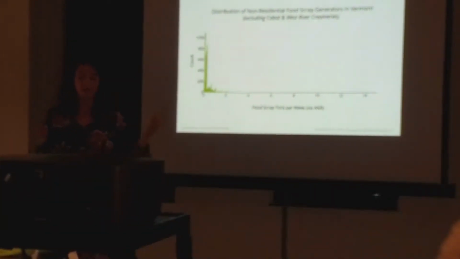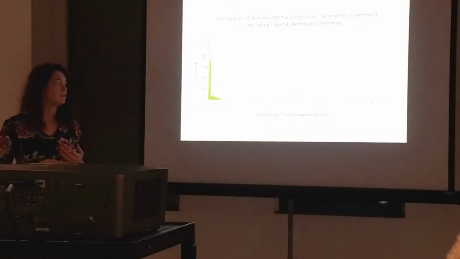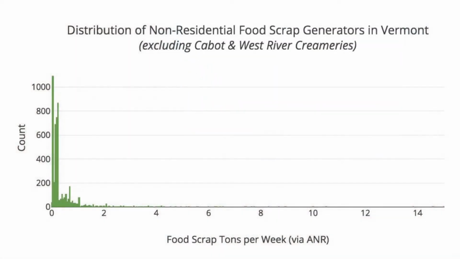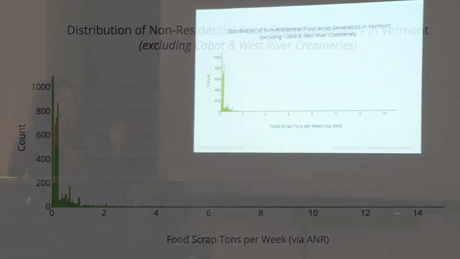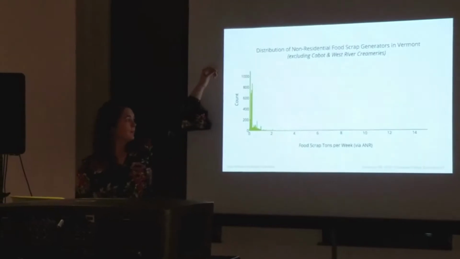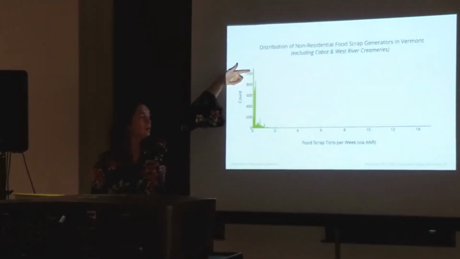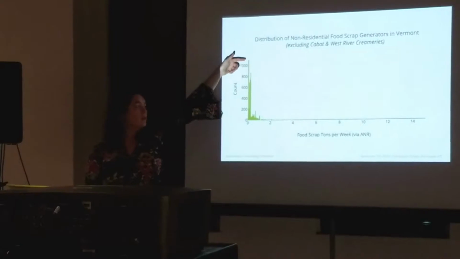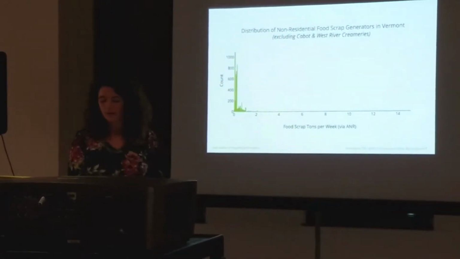And that allowed us to take those point samples and learn more about our data set broadly. Then I pulled that data set into Python and started creating visualizations. This was a visualization showing the distribution of food scrap tons per week. I actually had to exclude 2 places, Cabot Creamery and West River Creamery, because their amount of food scrap production was so astronomical that you couldn't see any of the rest of this chart. Excluding those 2, you can see that most places have an extremely low food scrap production per week.